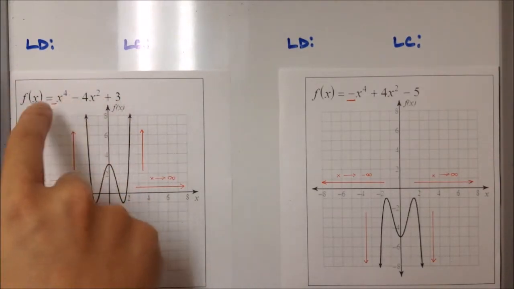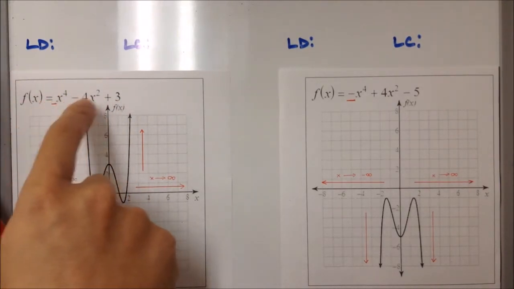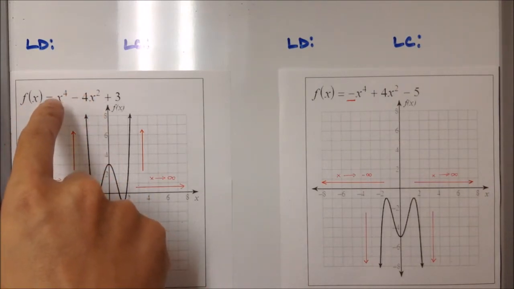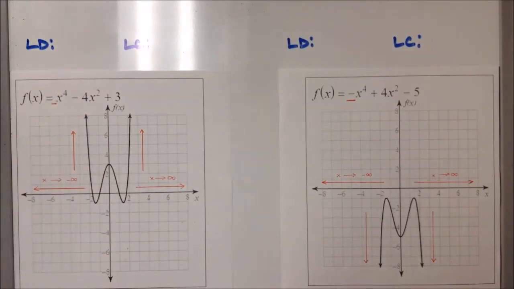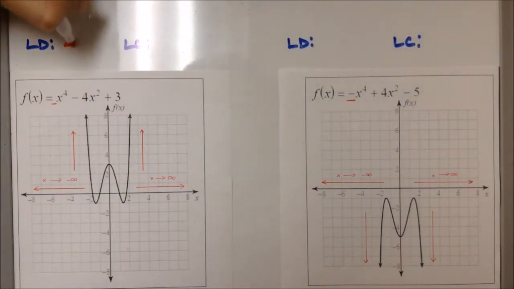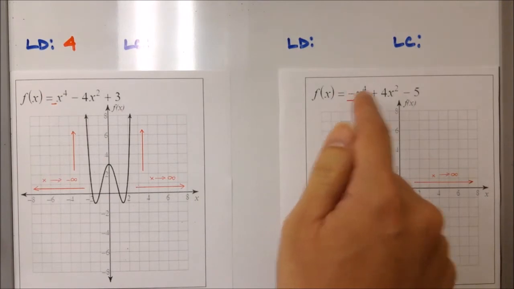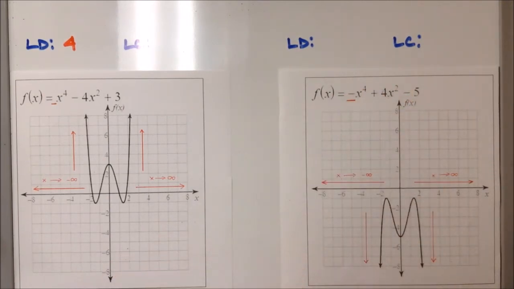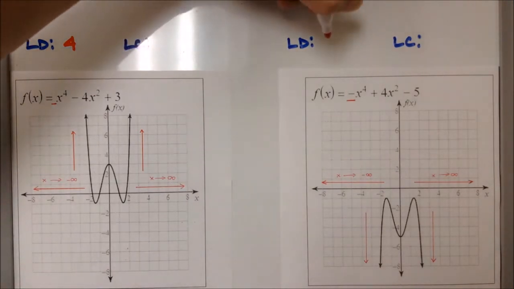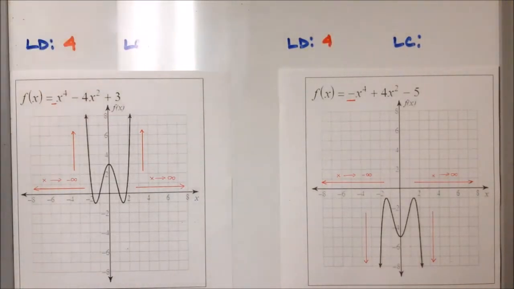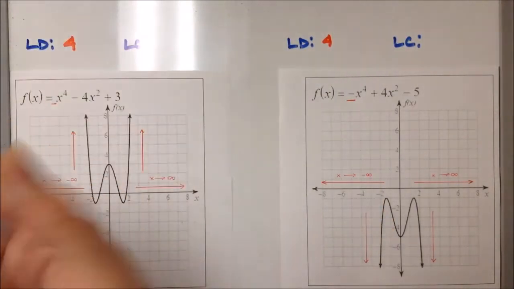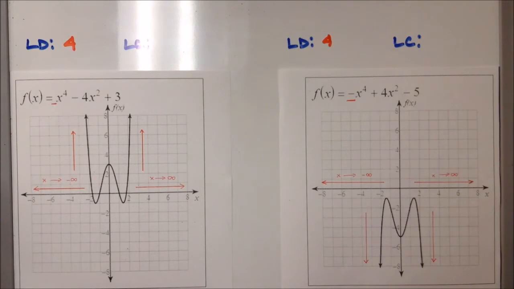So, in here, we have two degrees, 4 and 2. But we're mainly going to focus on the greatest one, or the highest one, which is 4. Same thing here. We have two exponents, 4 and 2. But again, leading degree, the greatest exponent, is also 4. Knowing what type of exponent you have, even or odd, can tell you where the end behavior is going.